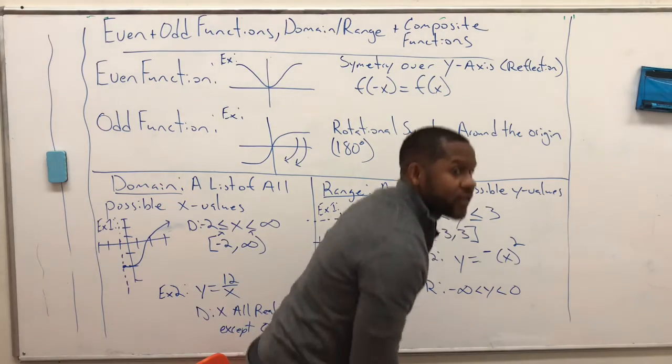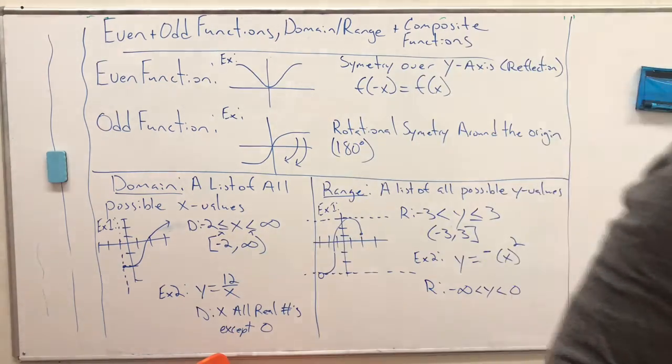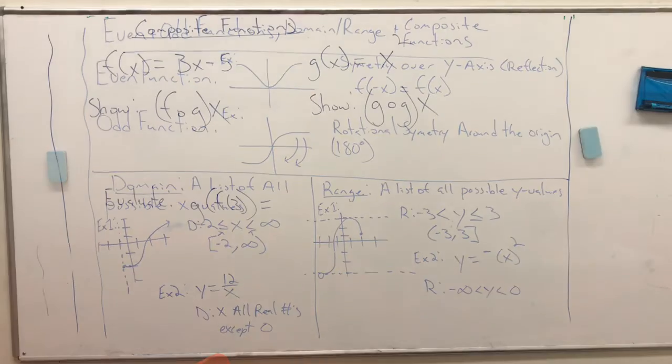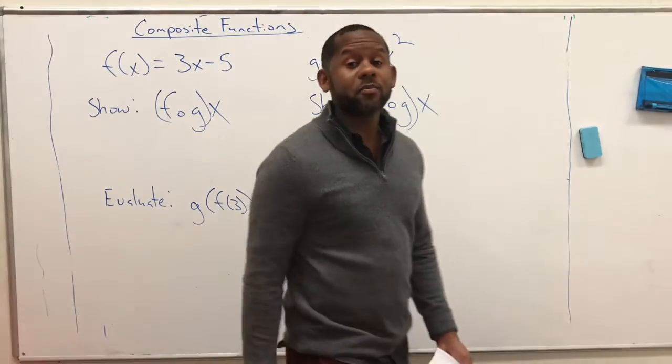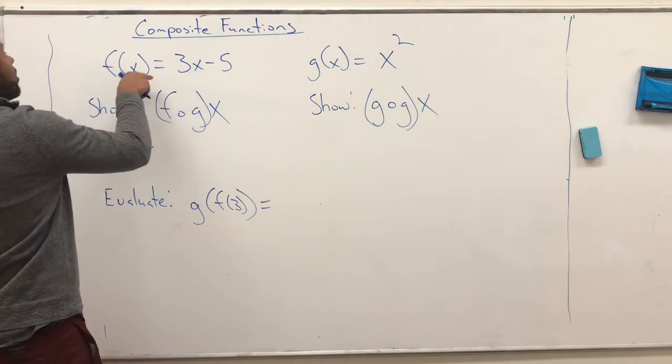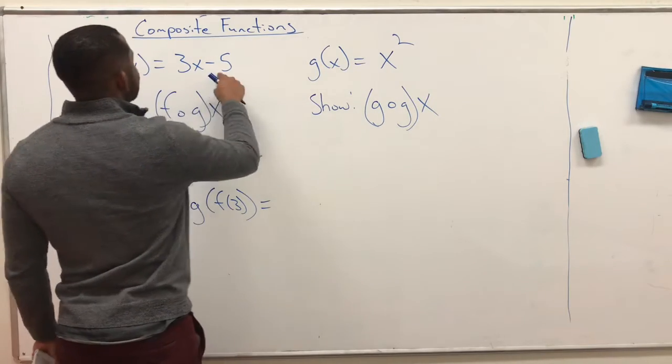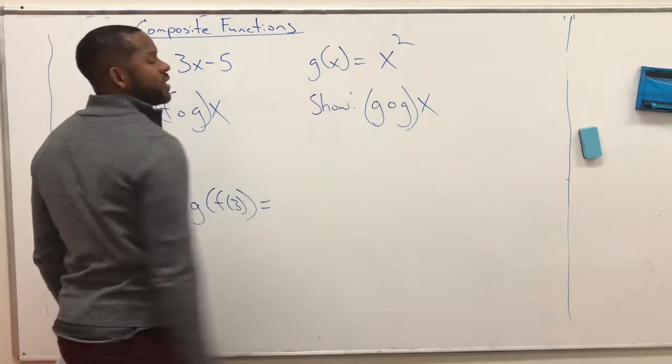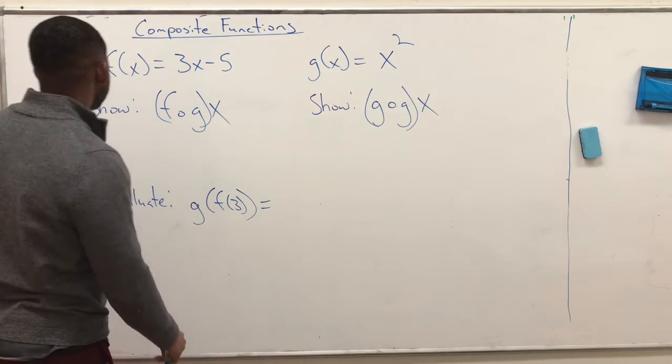All right, cool. Pause right there. We got one more thing. All right, here's our last piece. We're talking about composite functions. So you want to get this down. We have f of x, 3x minus 5. We have g of x, x squared again. You can pause to get that stuff down.